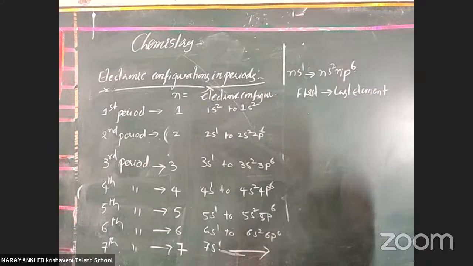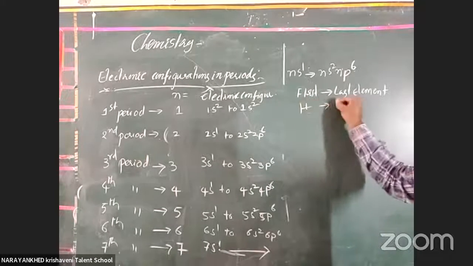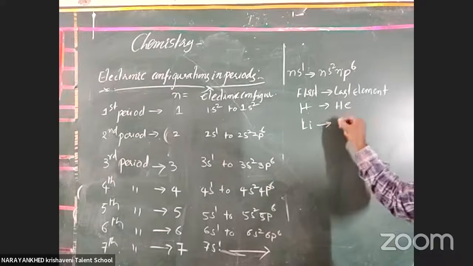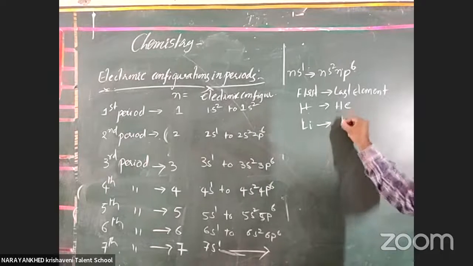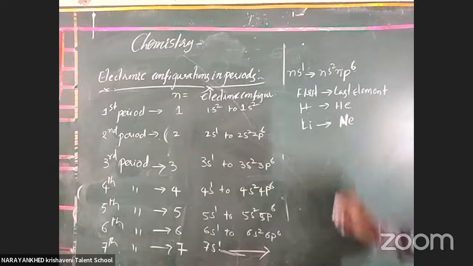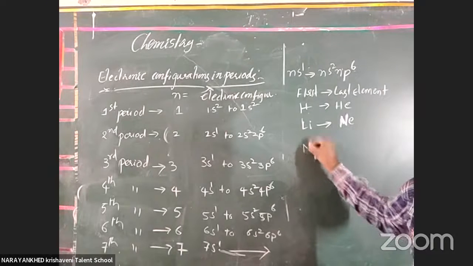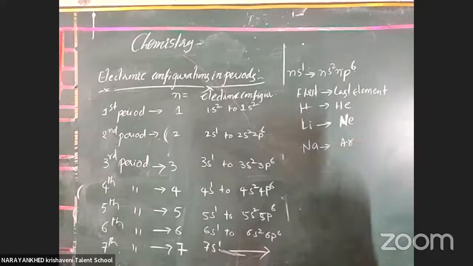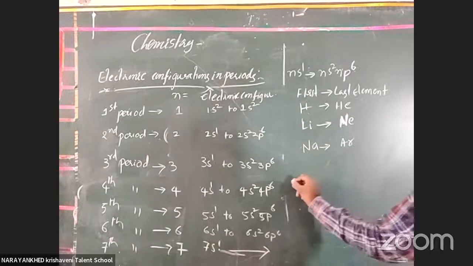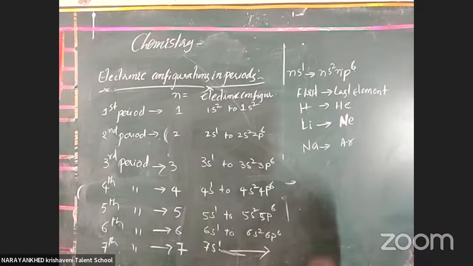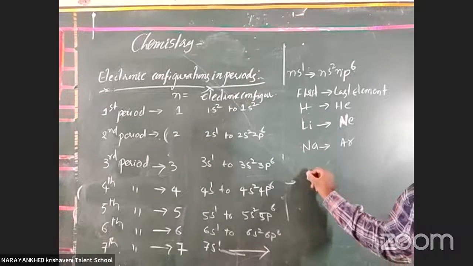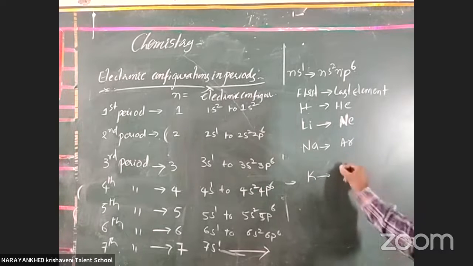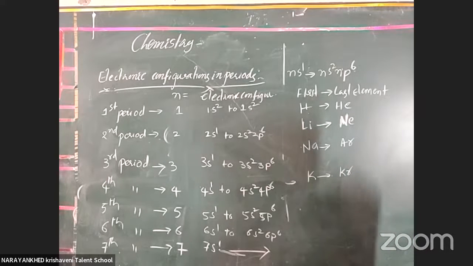Okay, the first period is hydrogen to helium. Second, lithium to neon. Third, sodium to argon. And next, what are we considering here? Fourth one, potassium to krypton. Clear or not?